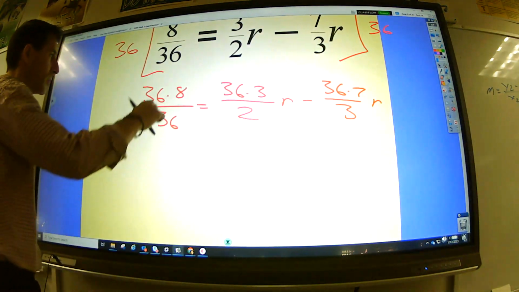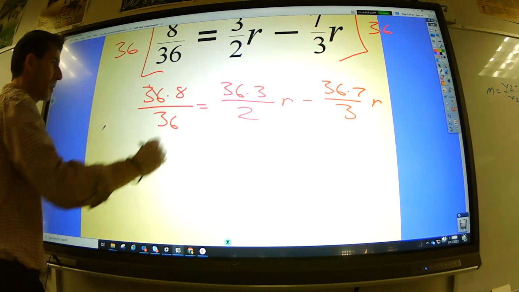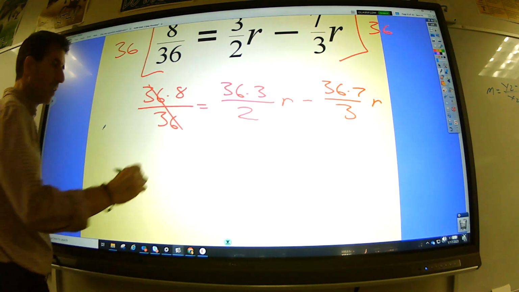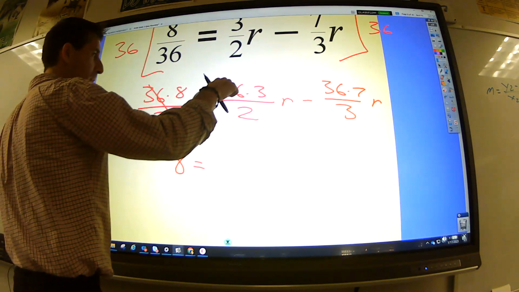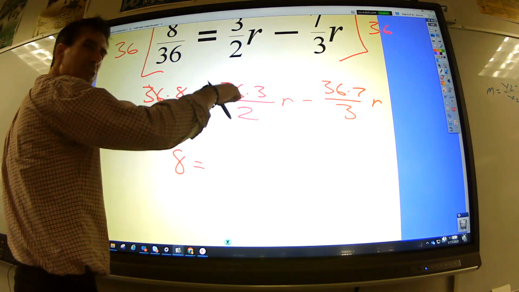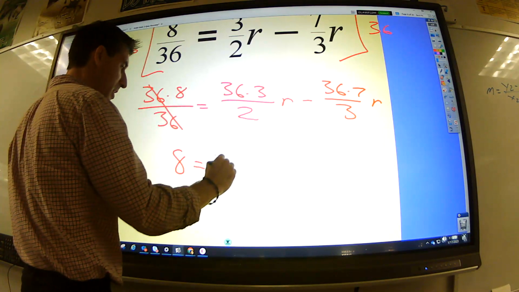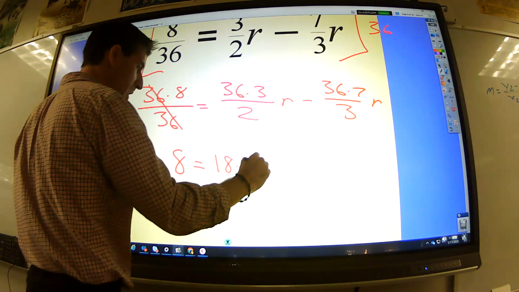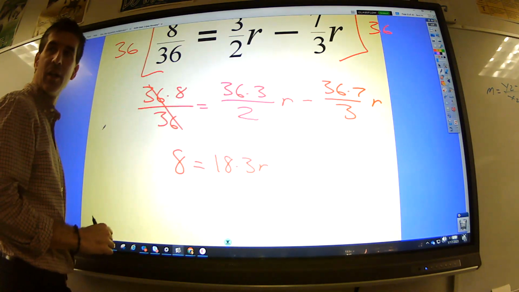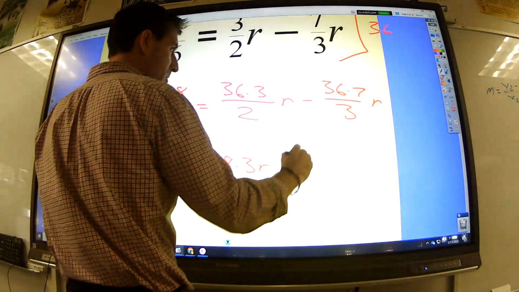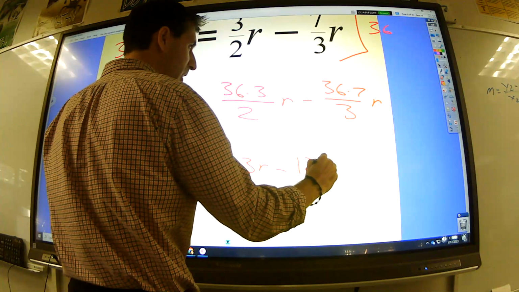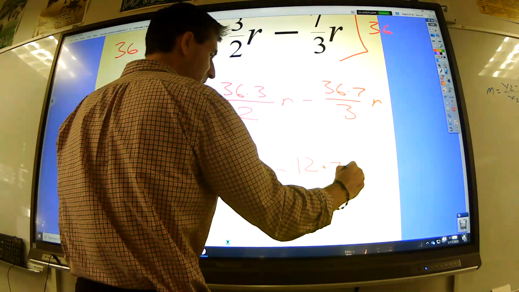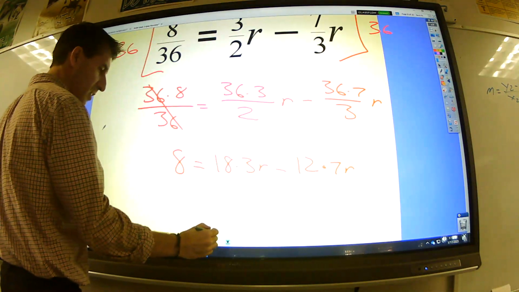Now we can reduce. 36 and 36 cancels out. We get 8 equals 36 divided by 2, 18 times 3r. Right? Minus 36 divided by 3, 12 times 7r. Right?